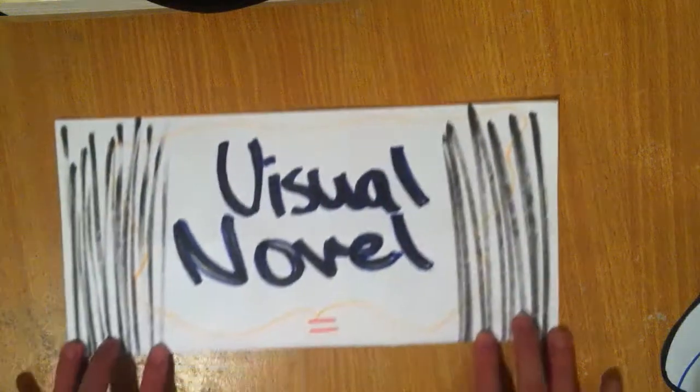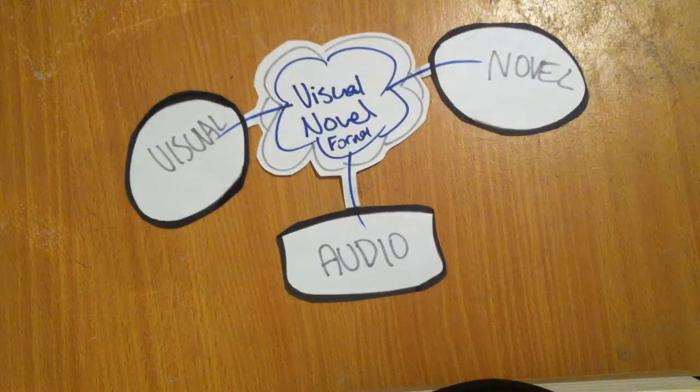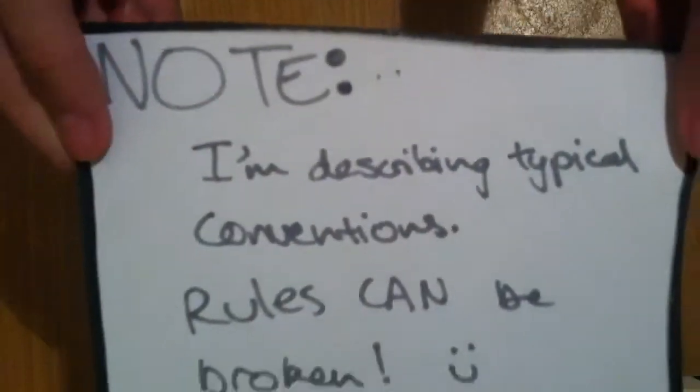Visual novel in a nutshell. Visual novels are a type of medium. They're kind of like a mashup of several media, actually. The format of a visual novel has three components: the visual, the novel, and the audio. Let's break these down even further.